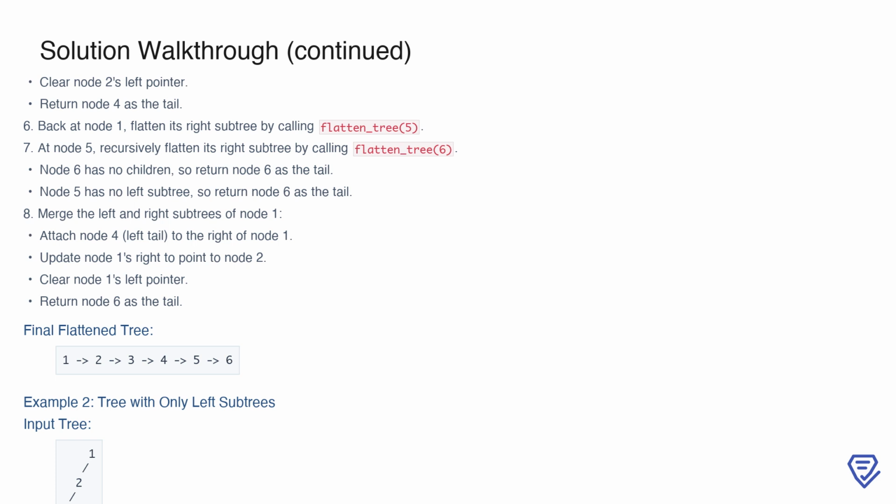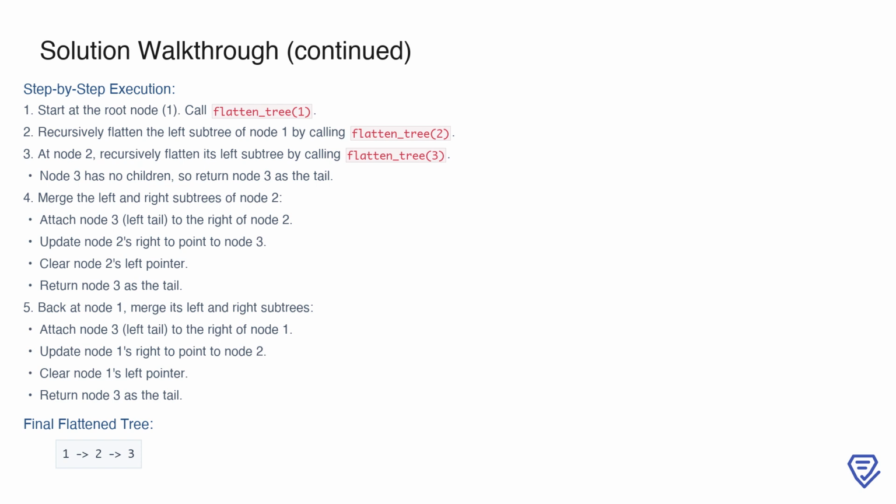At this point, we return to the root node, 1, where we now merge its left and right subtrees. We attach the tail of the flattened left subtree, which is node 4, to the right of node 1. Then, we update node 1's right pointer to point to node 2, effectively linking the flattened left subtree to the root. Finally, we clear the left pointer of node 1 and return node 6 as the tail. The entire tree is now flattened into a linked list following the sequence 1, 2, 3, 4, 5, 6. In the second example, the binary tree contains only left subtrees.